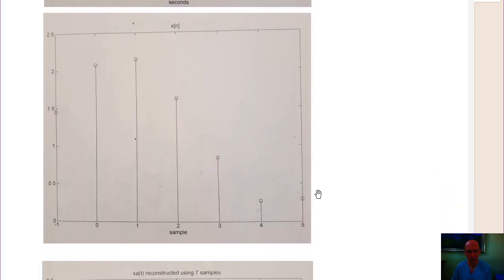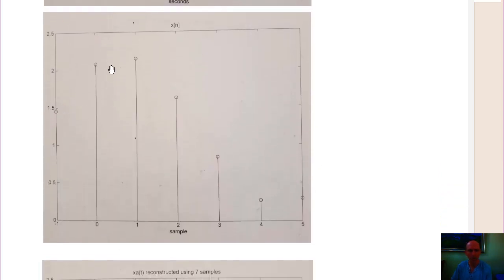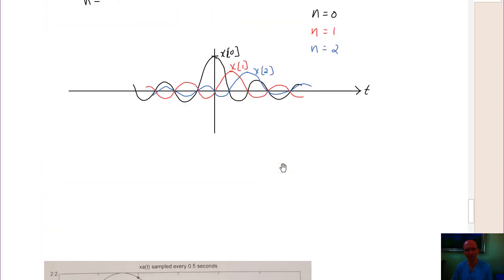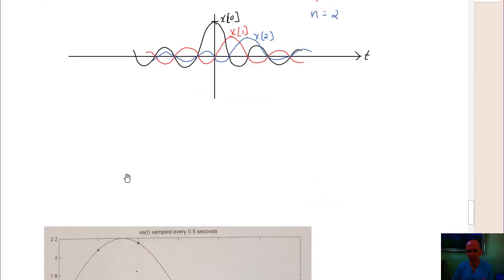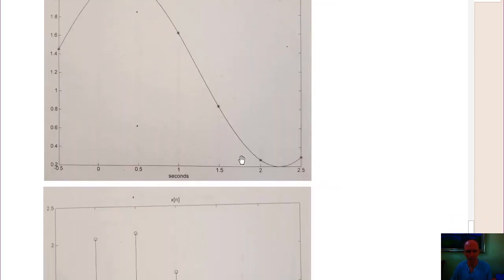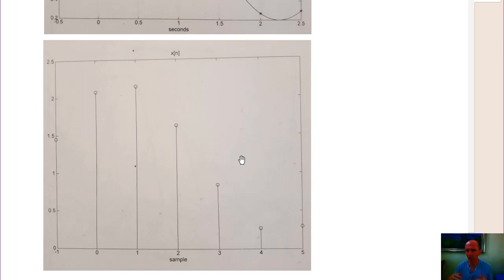What would it look like? Well, my samples are just going to be at minus 1, 0, 1, 2, 3, 4, and 5. Now, I want to reconstruct my original signal. I want to use this equation to go back to my original signal. To be able to do this exactly, we need an infinite number of samples. Here we only took 7 samples, so we're not going to be able to reconstruct it exactly. But let's see how it looks.